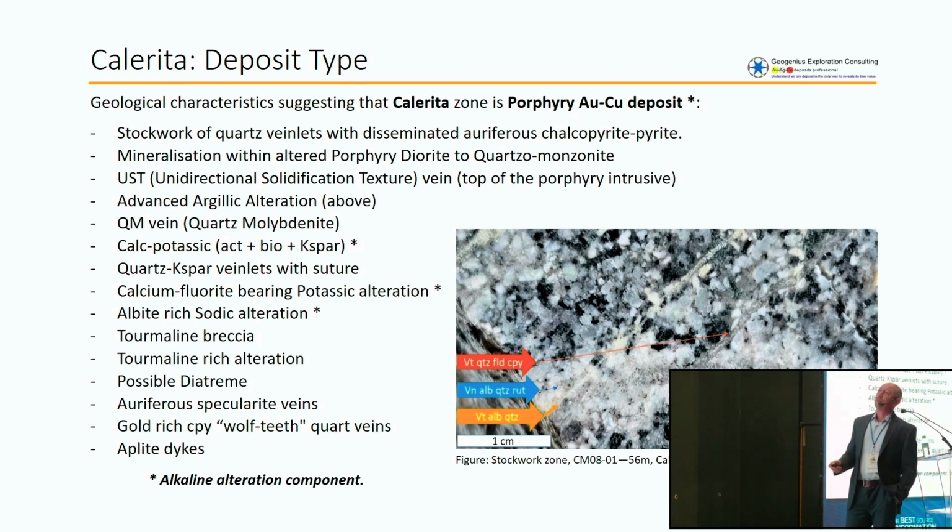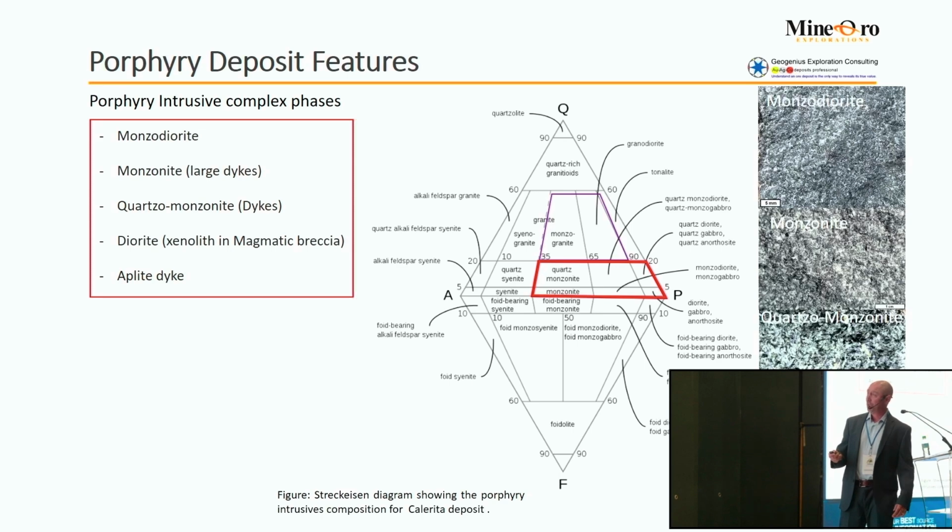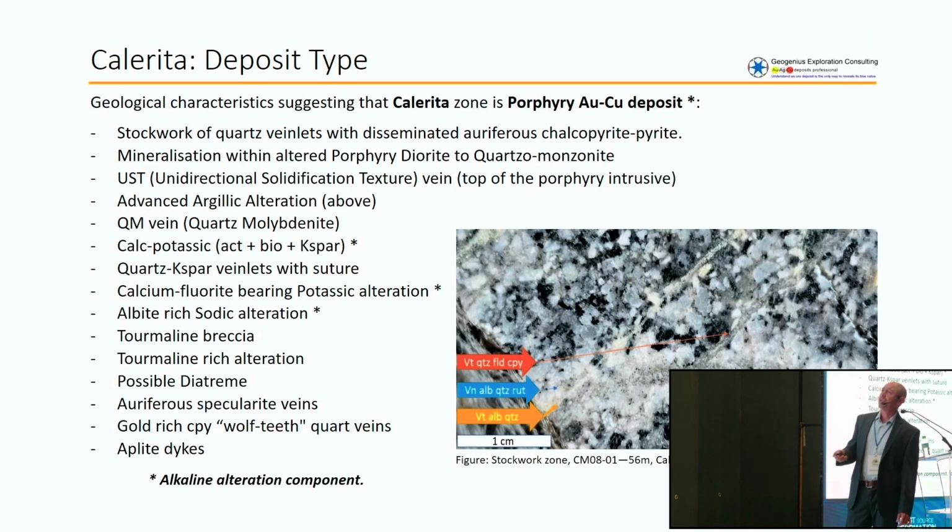The mineralization is found within a stockwork of fine quartz veinlets with disseminated auriferous chalcopyrite and pyrite. Of course, it's in the porphyry. In that case, we're a little bit more mafic. We have diorite and quartz monzonite. I'm not sure because it might be alteration, because it's super altered. And after, we have UST veins, so the veins that form during the magma consolidation at the upper part of the porphyry with the different poles.